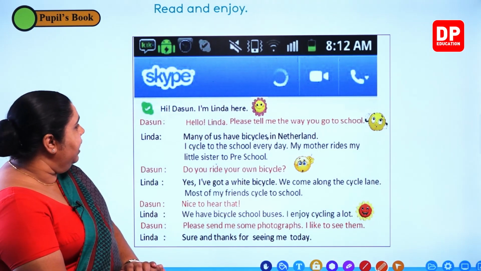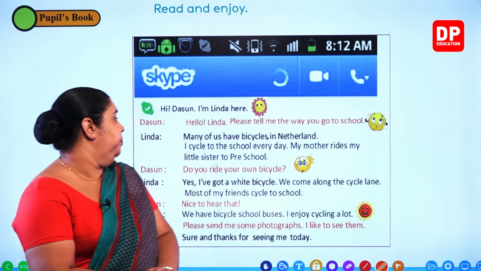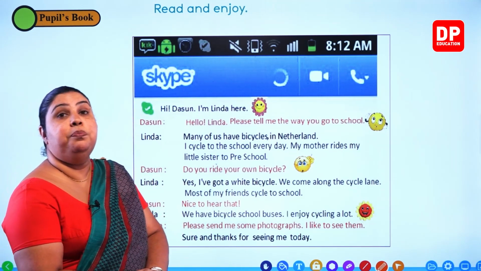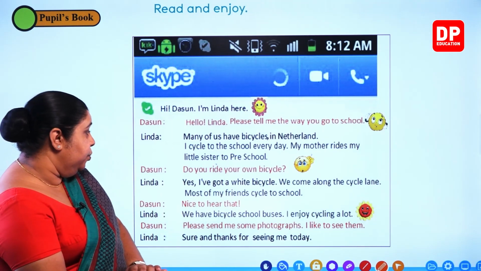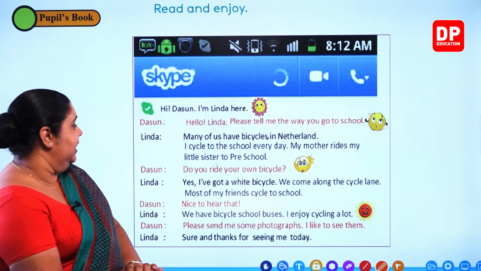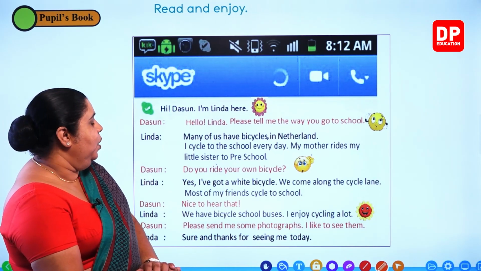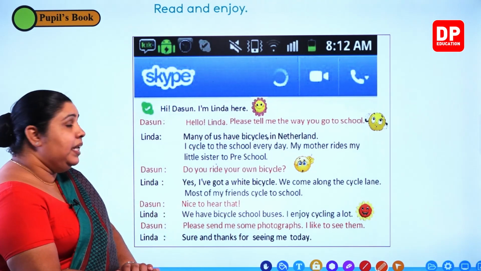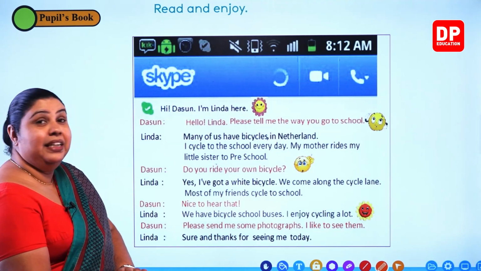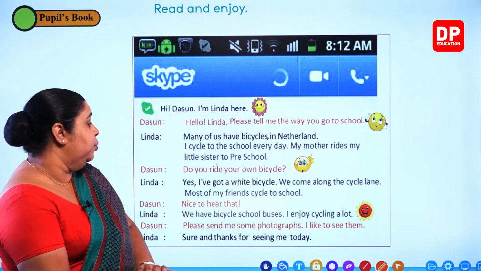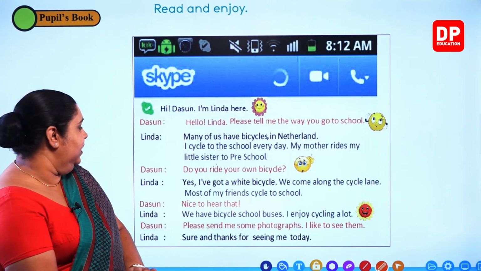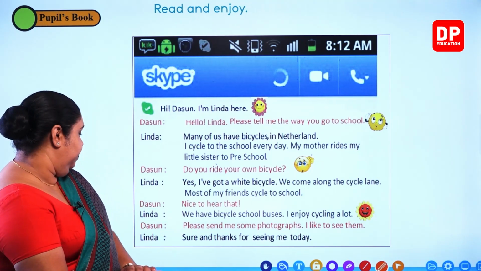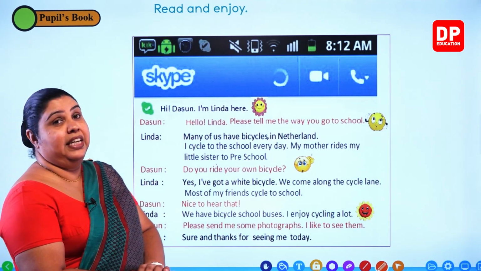Then Linda says, many of us have bicycles in Netherlands. I cycle to the school every day. My mother rides my little sister to preschool. Then Dasun says, do you ride your own bicycle? Linda says, yes, I've got a white bicycle. We come along the cycle lane. Most of my friends cycle to school. Then Dasun says, nice to hear that. Linda says, we have bicycle school buses. I enjoy cycling a lot. Dasun says, please send me some photographs. I like to see them. Then Linda says, sure, and thanks for seeing me today.